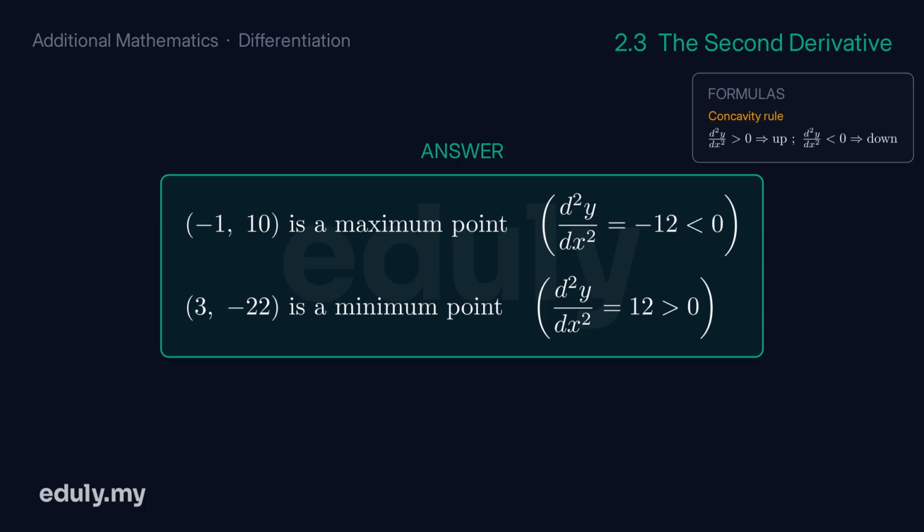At x equals negative 1, the second derivative is negative 12, less than 0, so minus 1, 10 is a maximum point. At x equals 3, the second derivative is 12, more than 0, so 3, minus 22 is a minimum point.